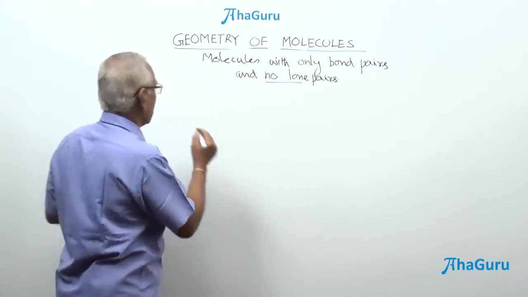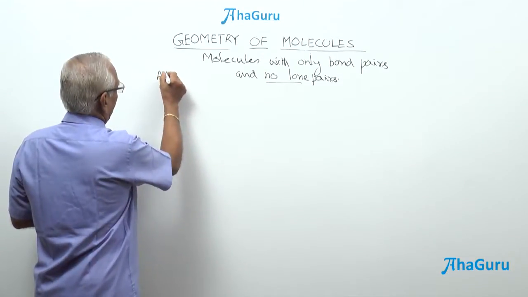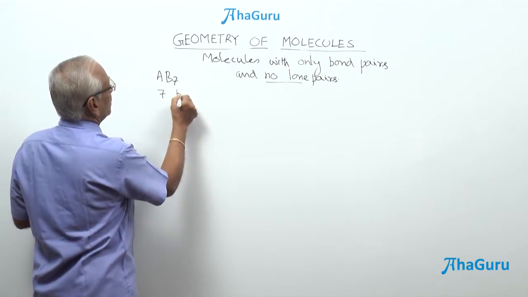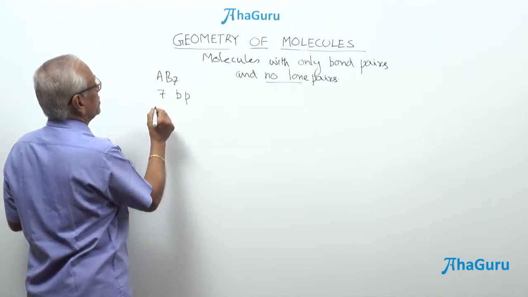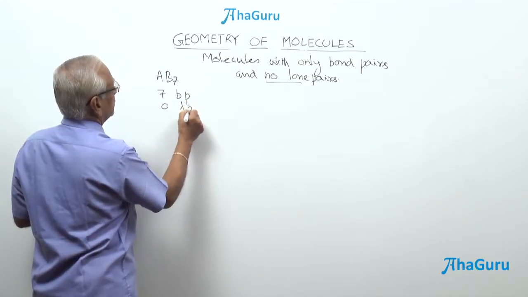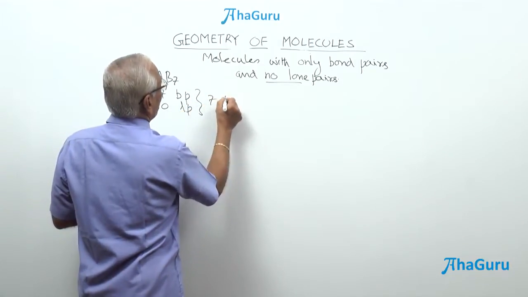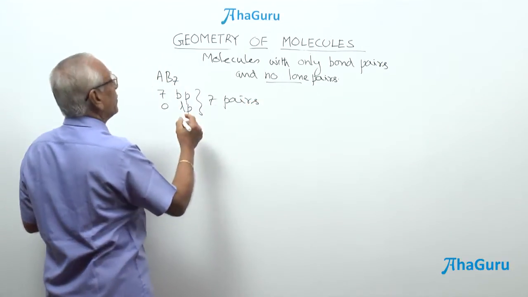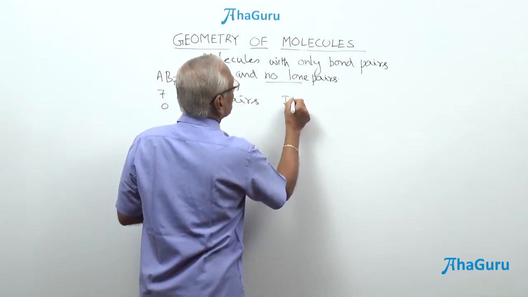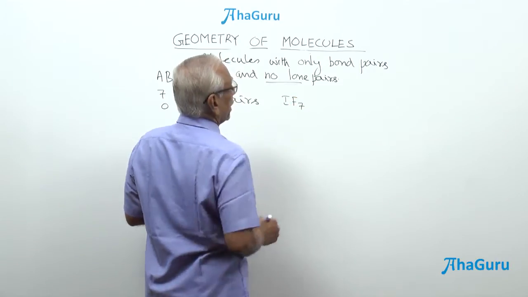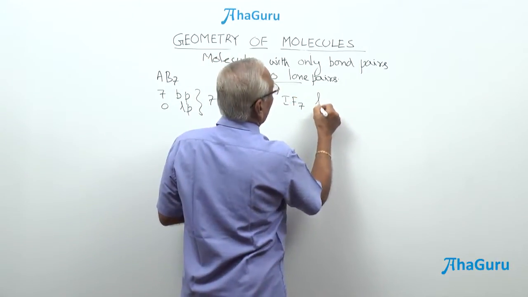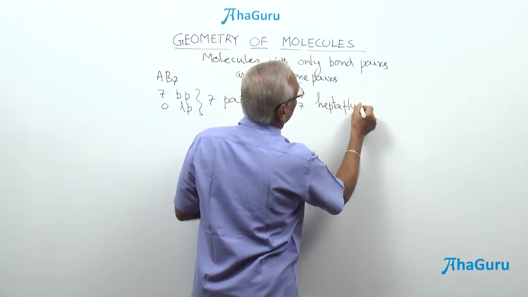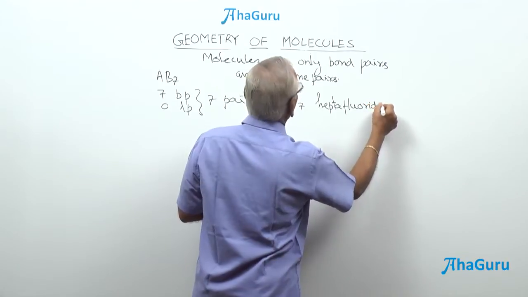Students, finally we shall discuss AB7 type. 7 bond pairs and 0 lone pair. Therefore, 7 pairs of electrons. An example could be IF7, iodine heptafluoride.